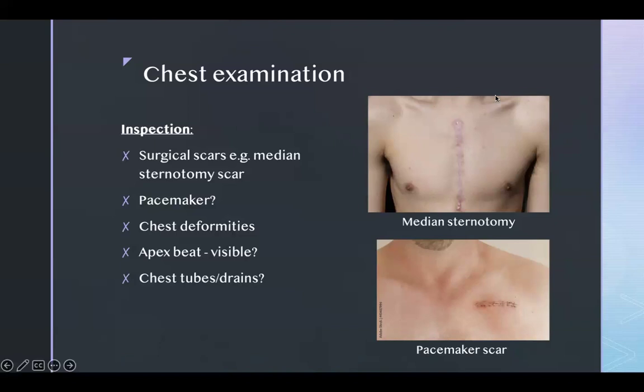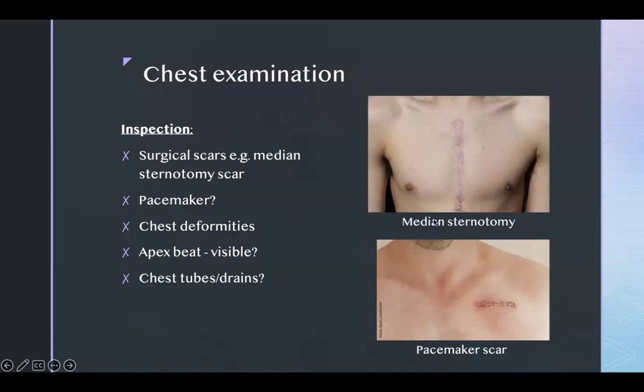In inspection, we would look for surgical scars, such as this one here, a median sternotomy scar. It's a very important one because it indicates open heart surgeries. So this could be a previous CABG, or it could be a valve replacement, a congenital defect, so many other causes that we can list here. So look for a median sternotomy scar and inquire about it in your history. Look for the pacemaker scar. A very small one would be there in the left upper part of the chest.